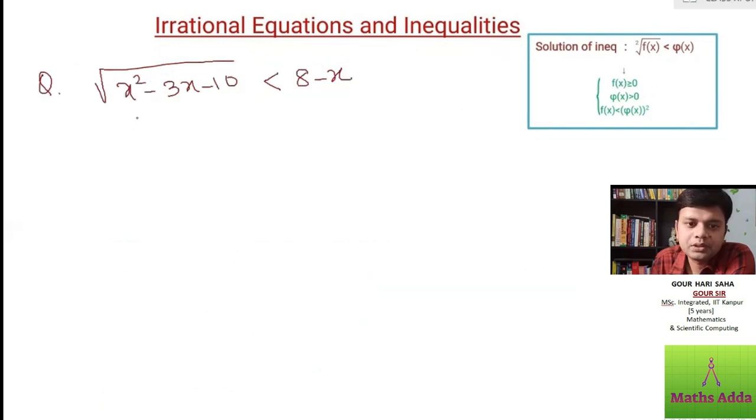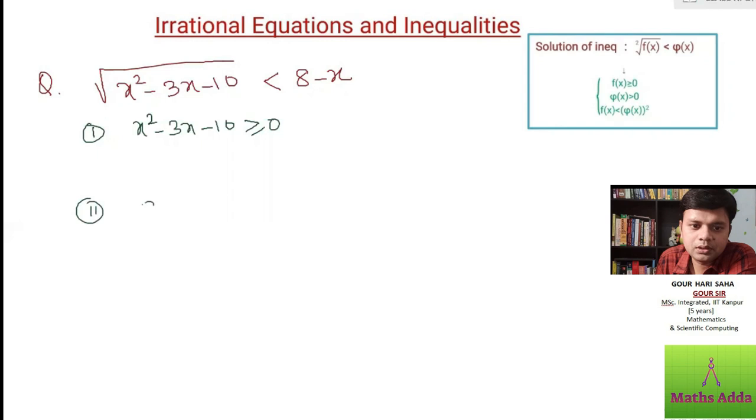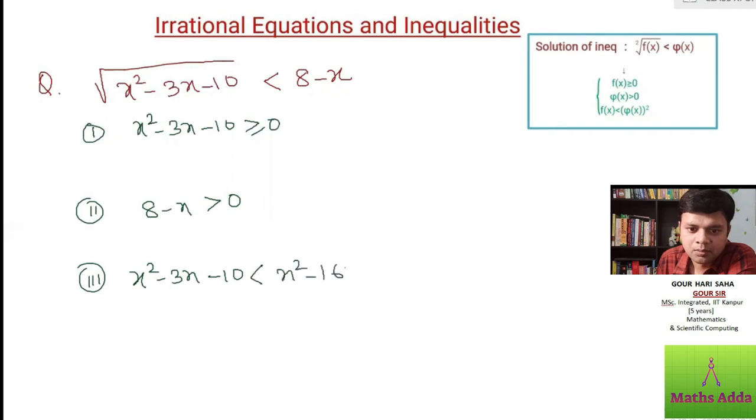Moving to next. First thing is x square minus 3x minus 10 should be greater than or equal to 0, so that this square root is defined. Second thing is 8 minus x should be positive. And third thing is, once both are positive, square it and simplify it. That is x square minus 3x minus 10 less than, once you square, x square minus 16x plus 64.